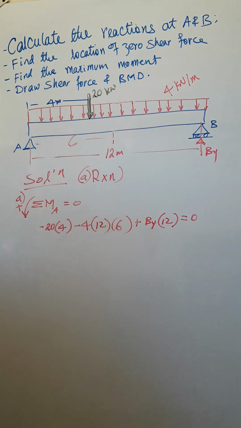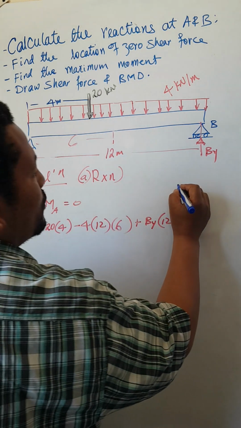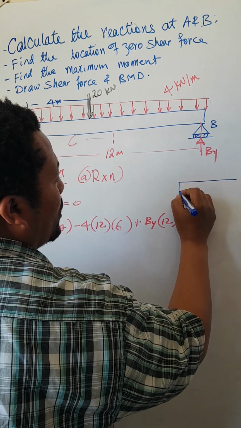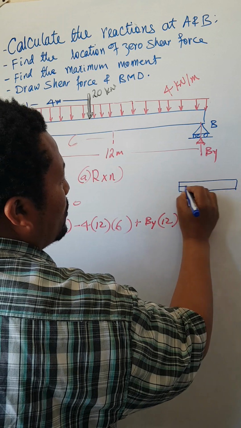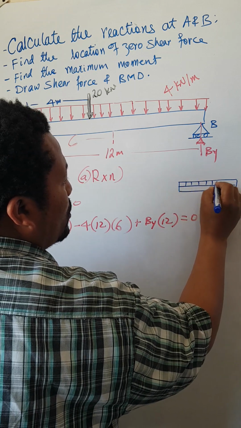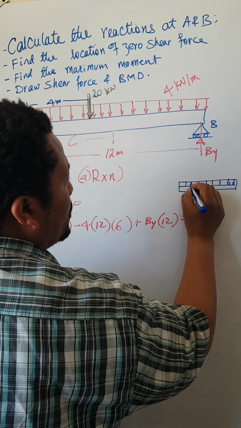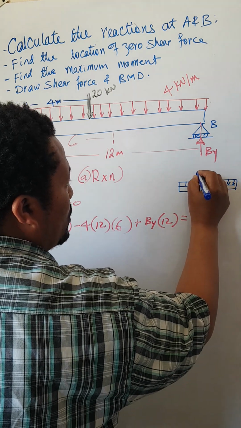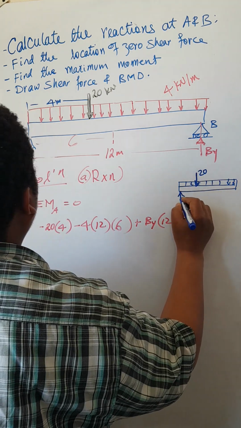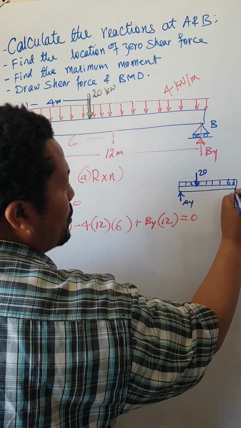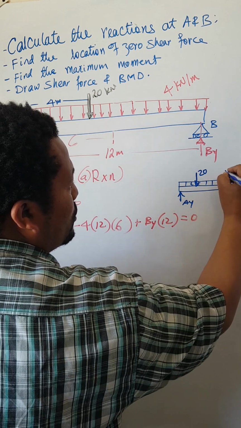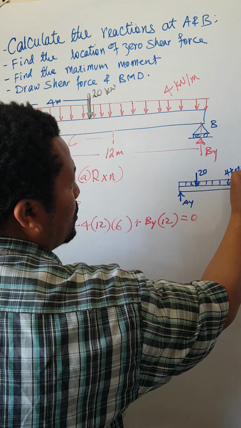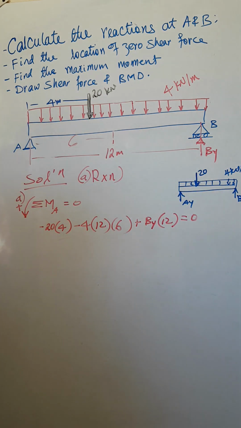Okay? Summation of moment at A is equal to 0 means this. What must not be forgotten is that you have to put the free body diagram. Here you can have the distributed load, and a concentrated load. And this is AY and this is BY. This is 4 kilonewton per meter. This is the free body diagram.